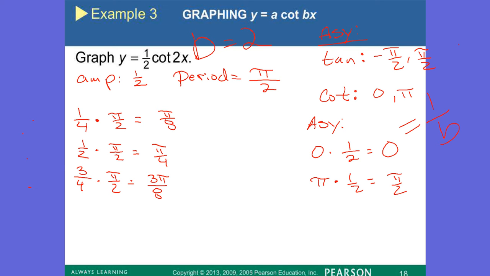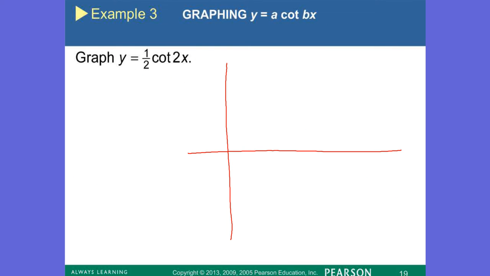Let me come back to this. Alright, now I've got my parts. So let's take a look. On my graph, this is going to be 0, and I know there's going to be an asymptote there. Where's my next one?